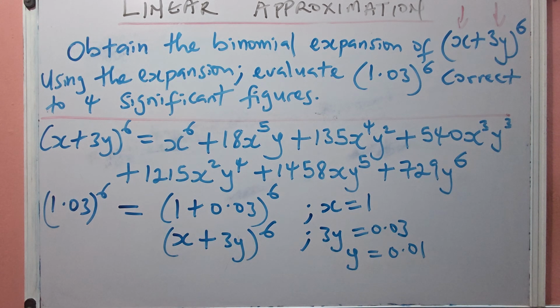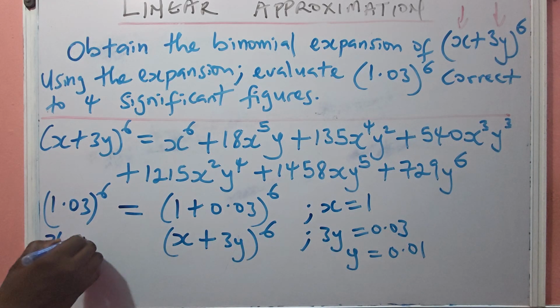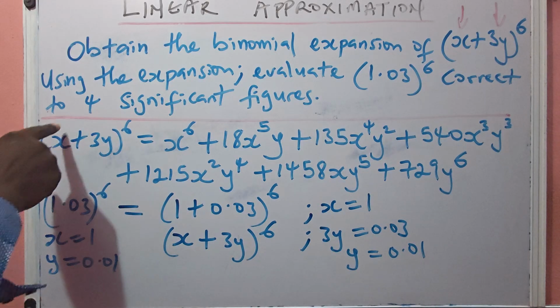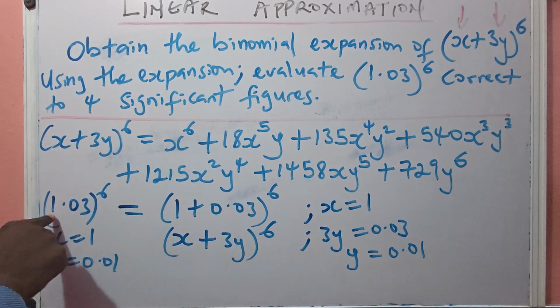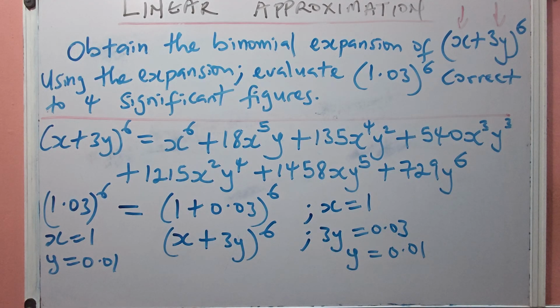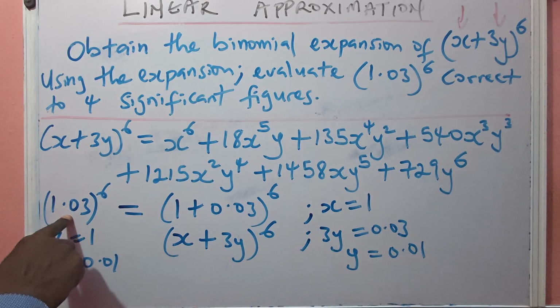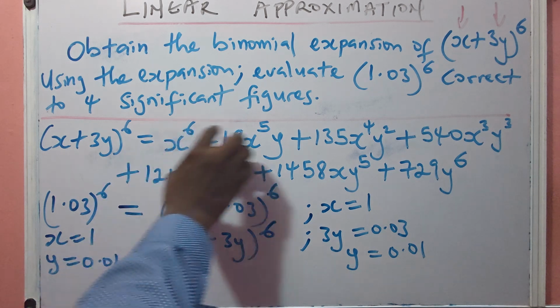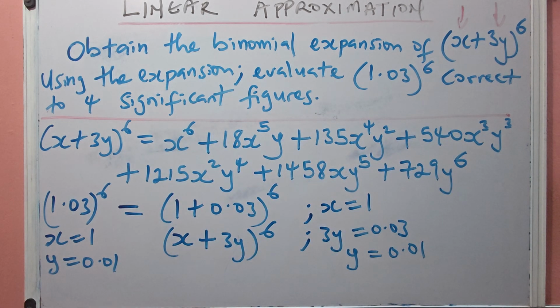So all that we have to do now to solve this particular question will be to fix in my x value as 1 and my y value as 0.01. Because if you fix x as 1 here and y as 0.01, this entire expression, which is what we're always looking for, will be equal to 1.03. So I am permitted therefore to go on to find my final solution for 1.03 raised to the power 6 by fixing x as 1 and y as 0.01 into the main expression. So that is the whole concept of linear approximation.